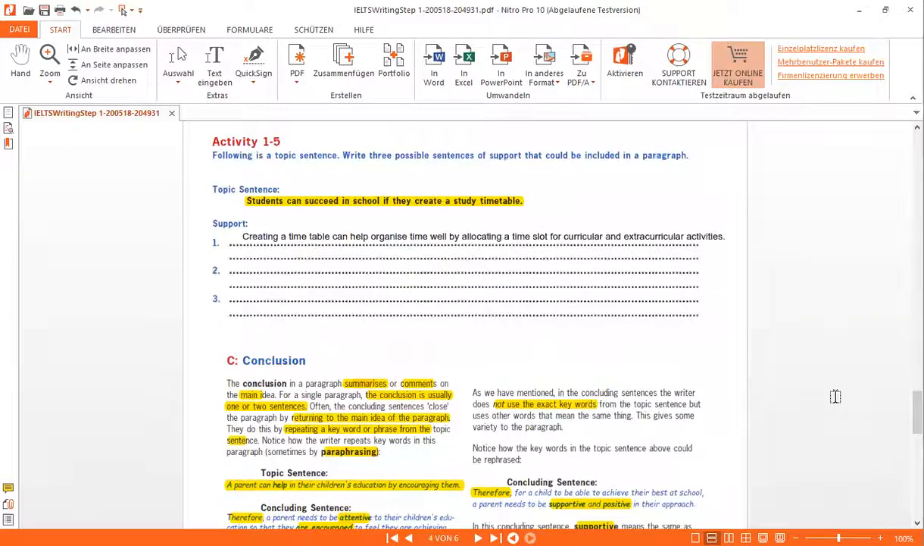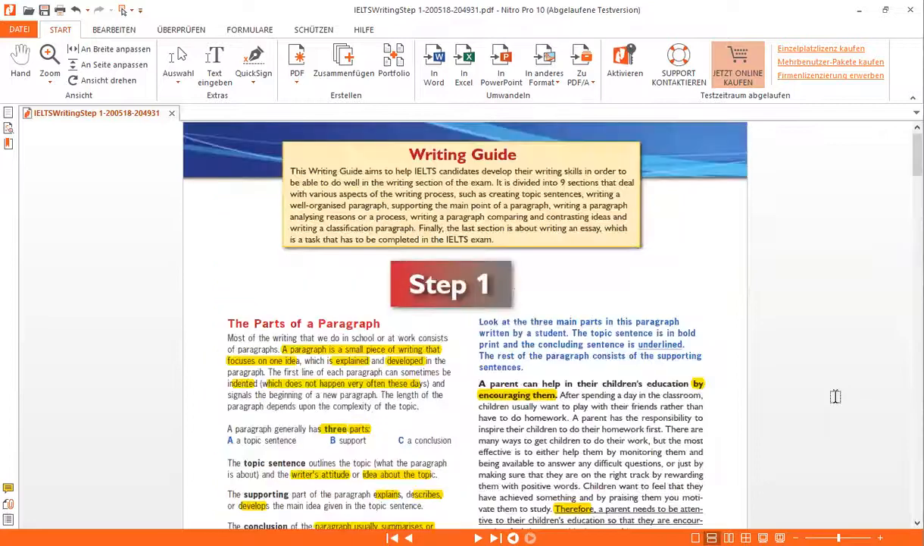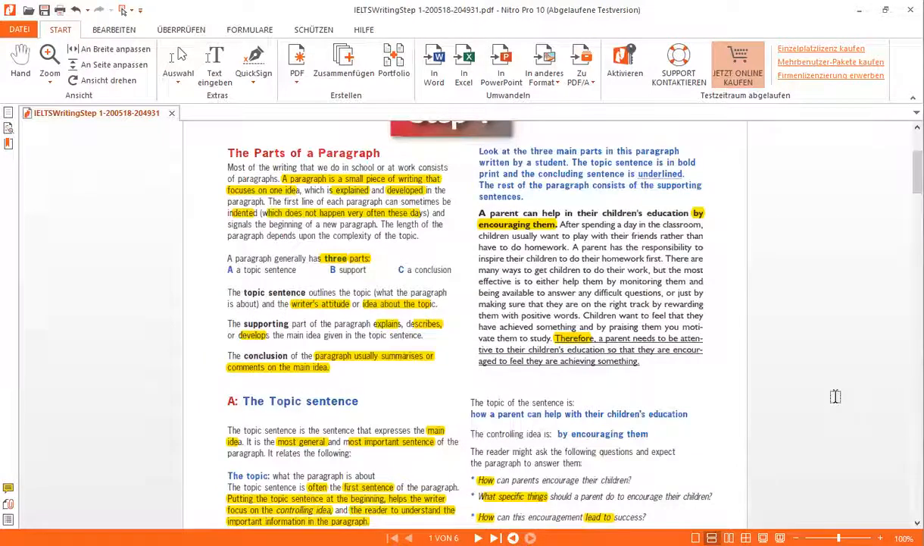If we go back to that paragraph, I just want to show you how that departure can look like if you don't want to paraphrase the abstract and you want to give a broad consequence. So for example, we read the sentence, children want to feel that they have achieved something, and by praising them, you motivate them to study. There are many ways to get children to do the work, but the most effective is to either help. Yeah, so the departure will be, therefore, encouraging children helps them to be successful, or they can be successful.